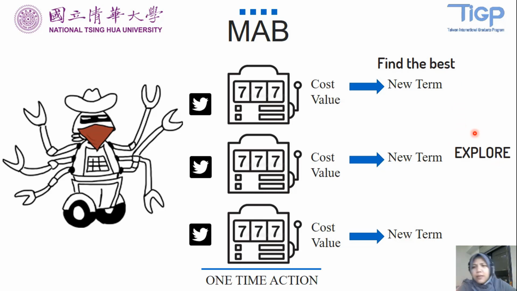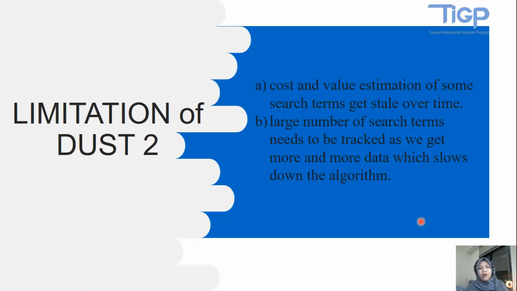And the problem is this term will be stale because they do not do another iteration after they find the best. So that becomes the limitation of Dust2. Because of that, they try to resolve that problem.